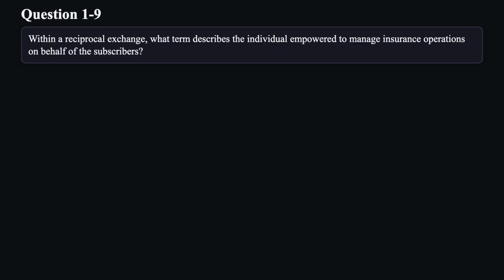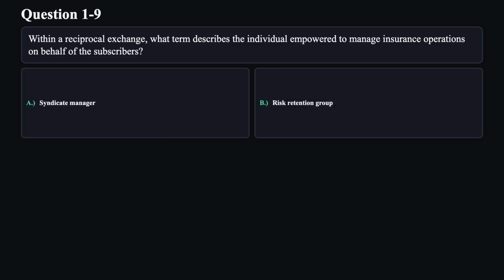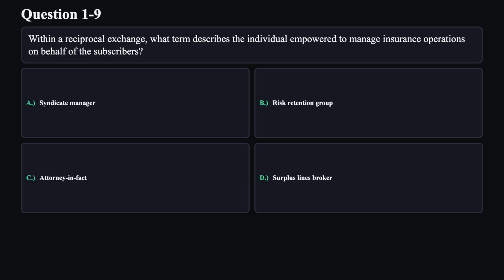Question 9. Within a reciprocal exchange, what term describes the individual empowered to manage insurance operations on behalf of the subscribers? A. Syndicate manager. B. Risk retention group. C. Attorney in fact. D. Surplus lines broker.